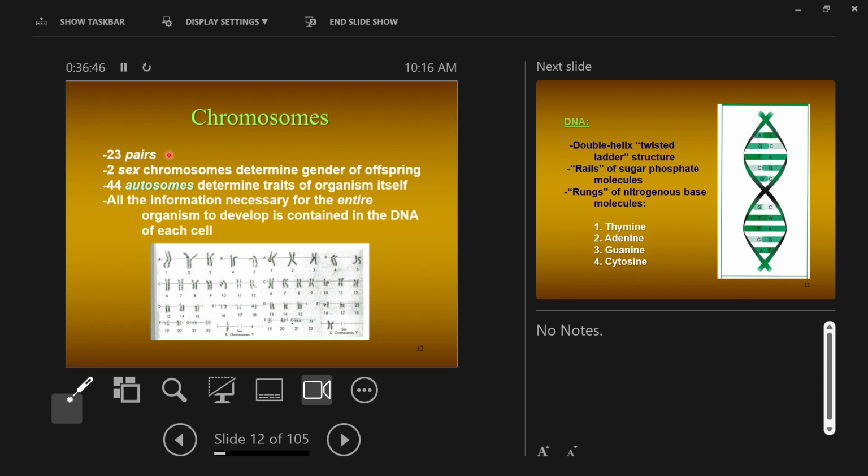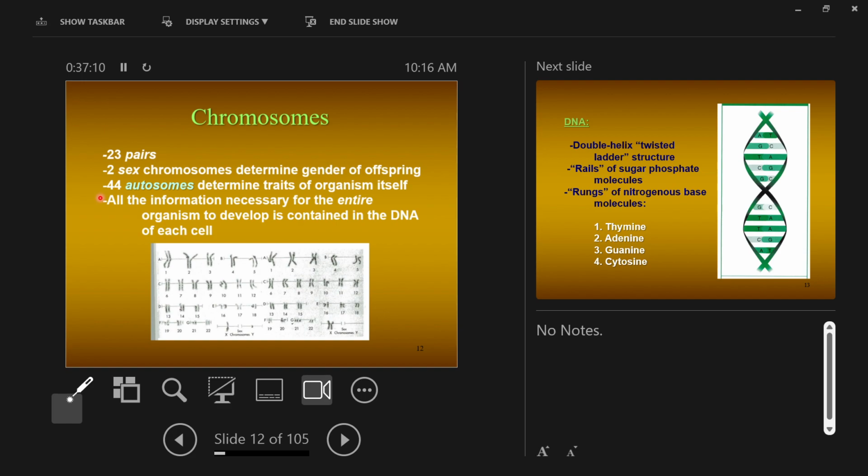Okay. Anyways, 23 pairs of chromosomes. Two of them determine the sexual characteristics of the offspring. We think of those as the XX or XY chromosomes in females or males. And then 44 autosomes. These are the chromosomes that deal with determining the traits of the organism.